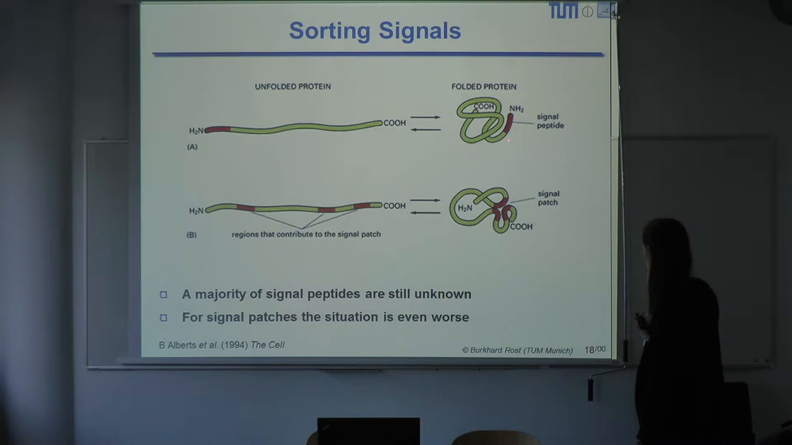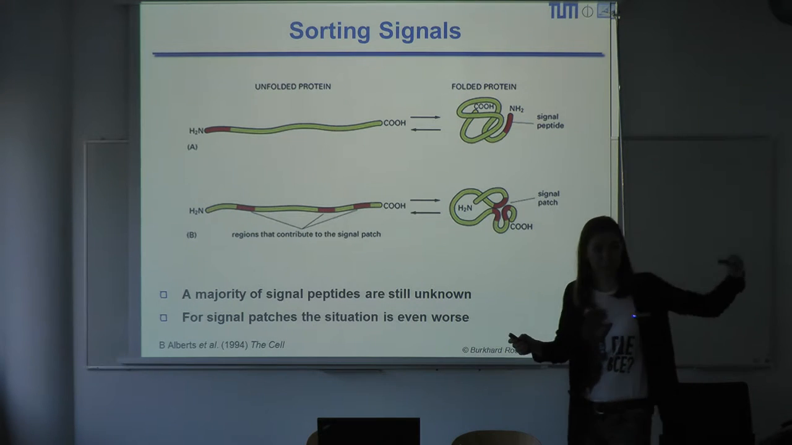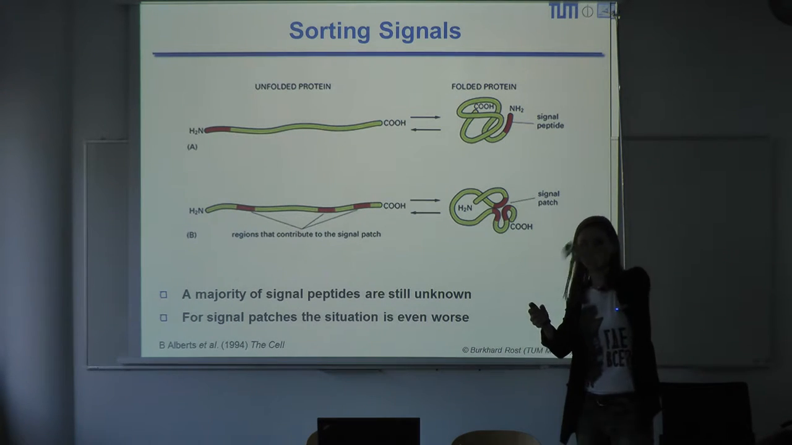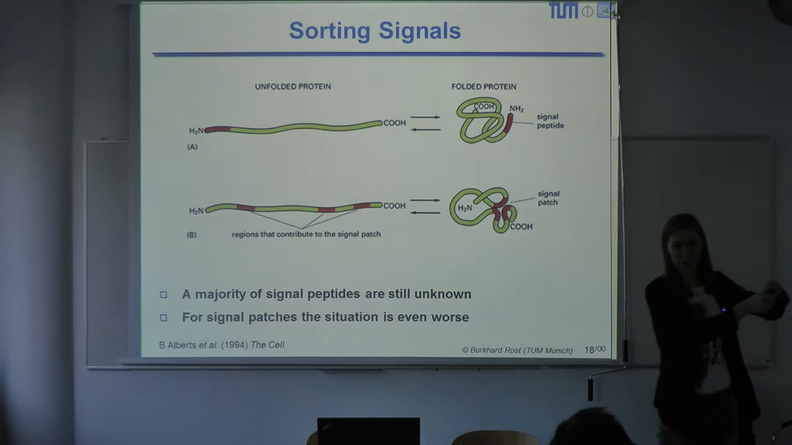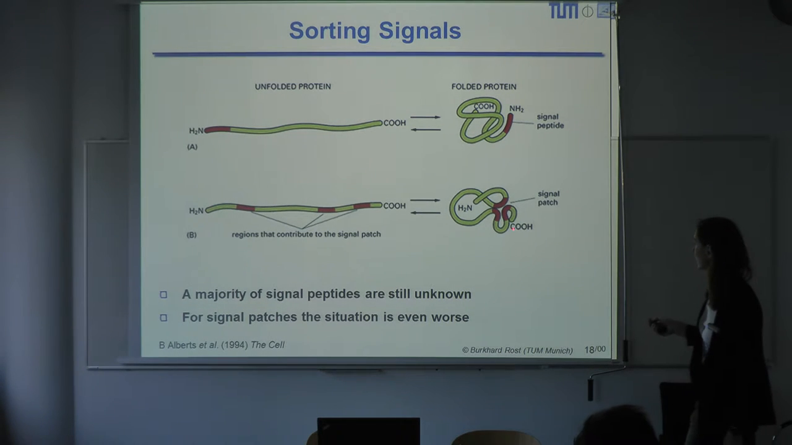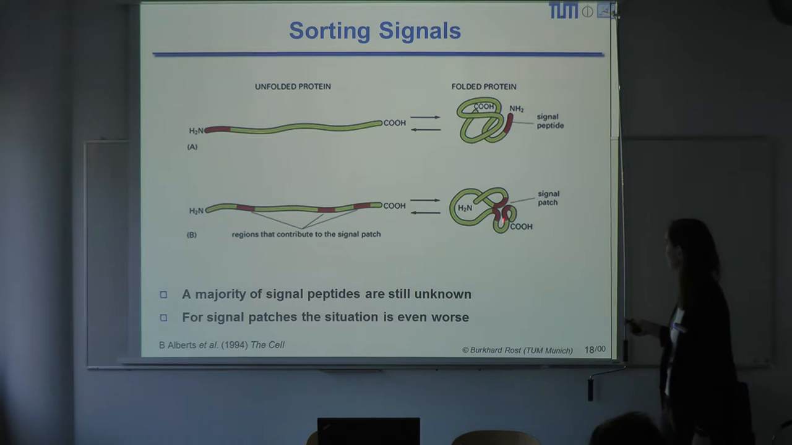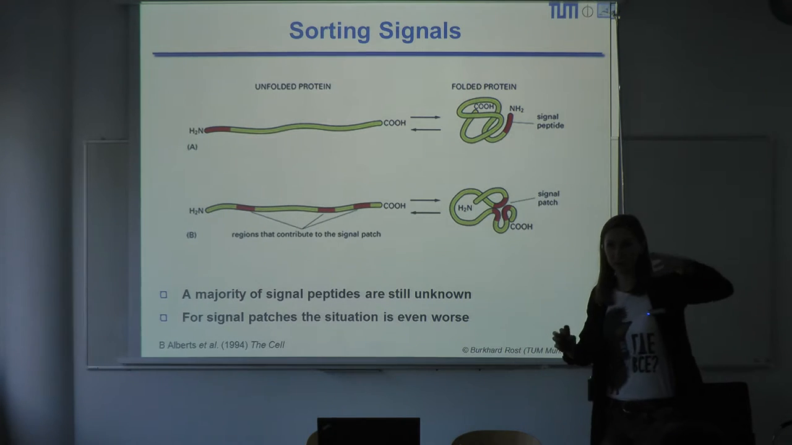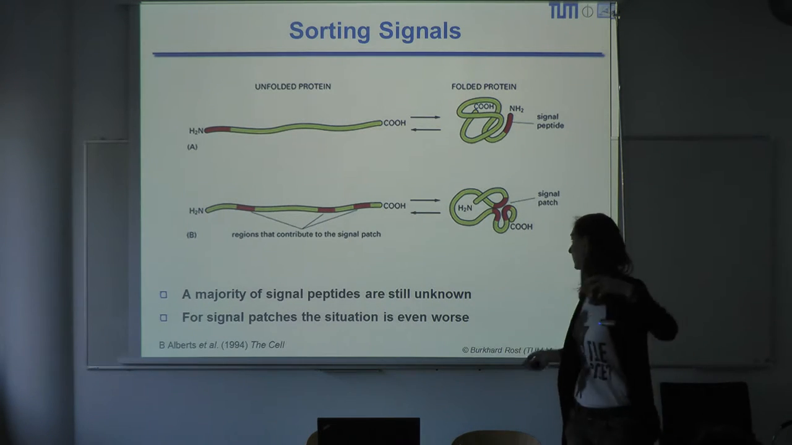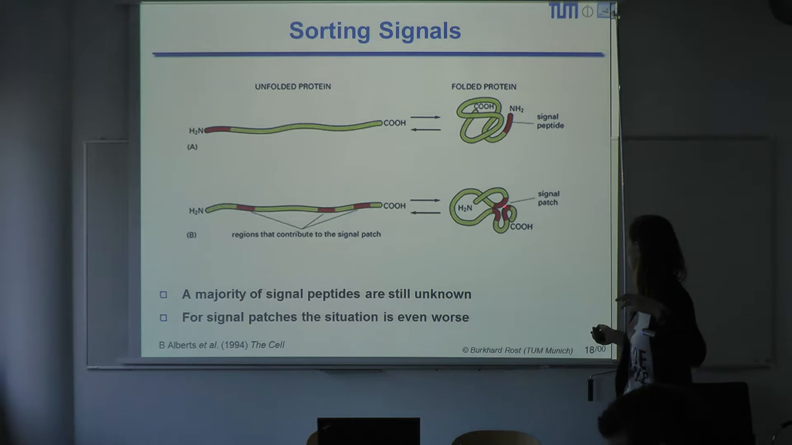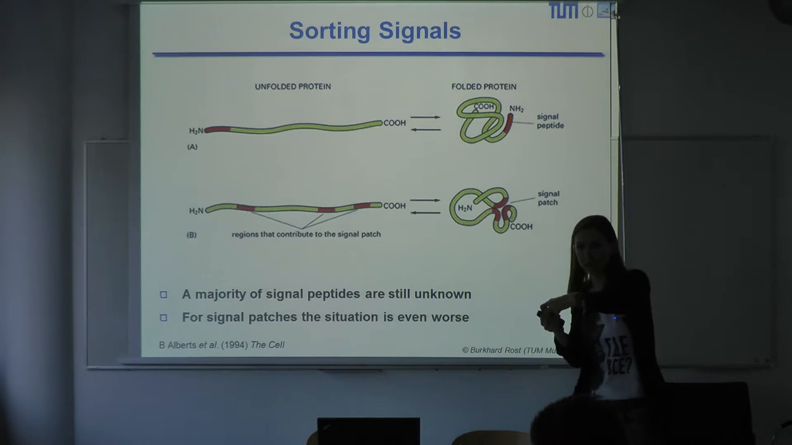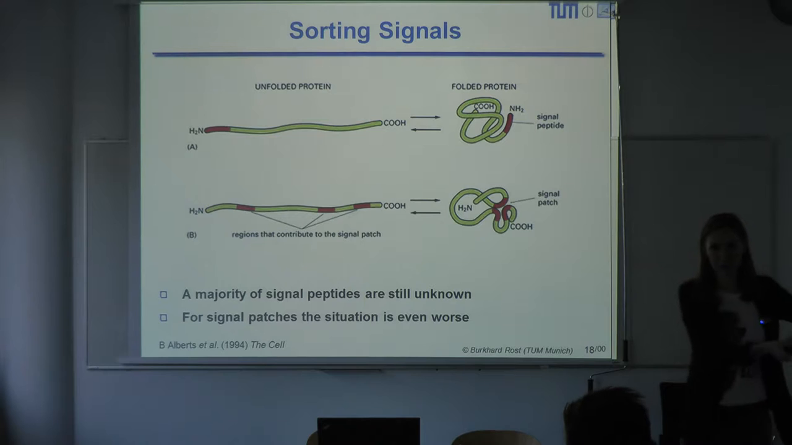So the signal is being recognized by another protein. It finds the signal, binds, and then brings it somewhere. Or another protein can recognize the signal only when the protein takes its three-dimensional structure, and then the signal comes together on the surface. It's called a signal patch, and then it's being recognized, and then the protein is being brought somewhere else.